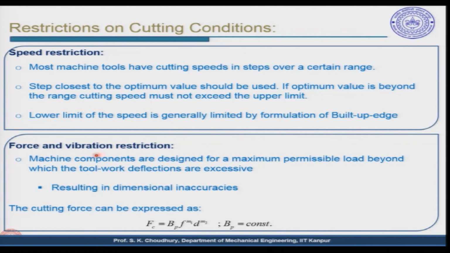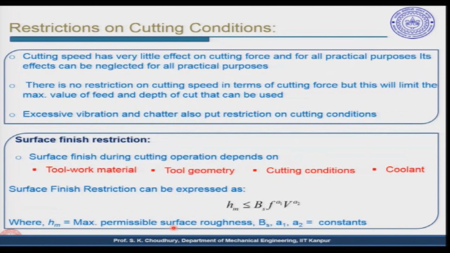Similarly, we have a force and vibration restriction. Machine components are designed for a maximum permissible load, beyond which the tool work deflection will be excessive. So, you find out the cutting force by this formula, which will be designed according to the machine, and if this is coming out to be more or less than the optimum velocity that you have calculated, you have to adjust it. That is the basic idea behind the adjustment.